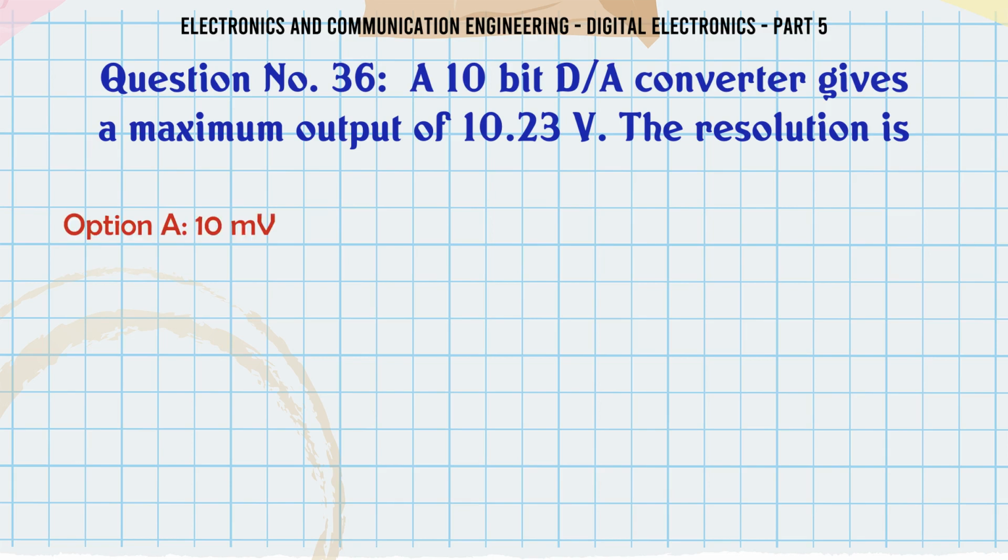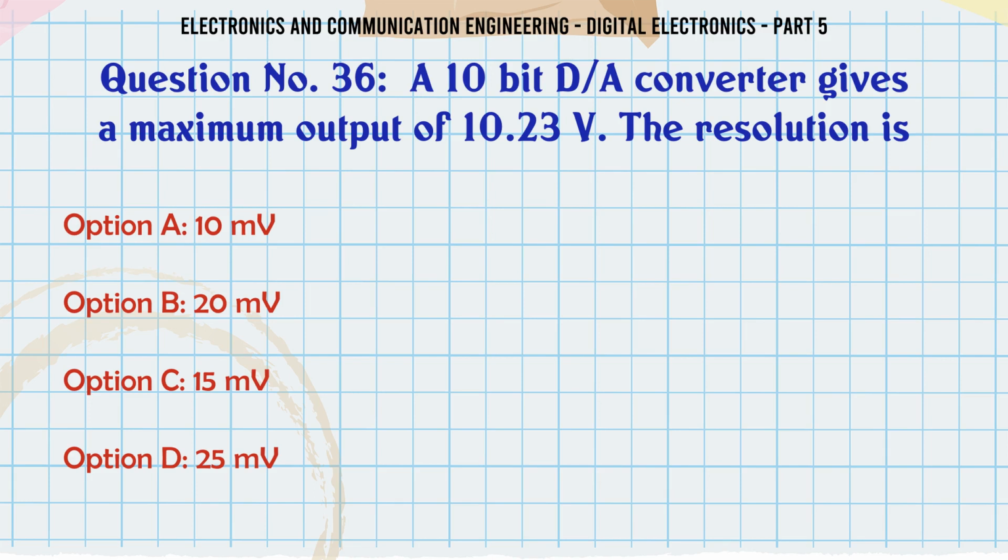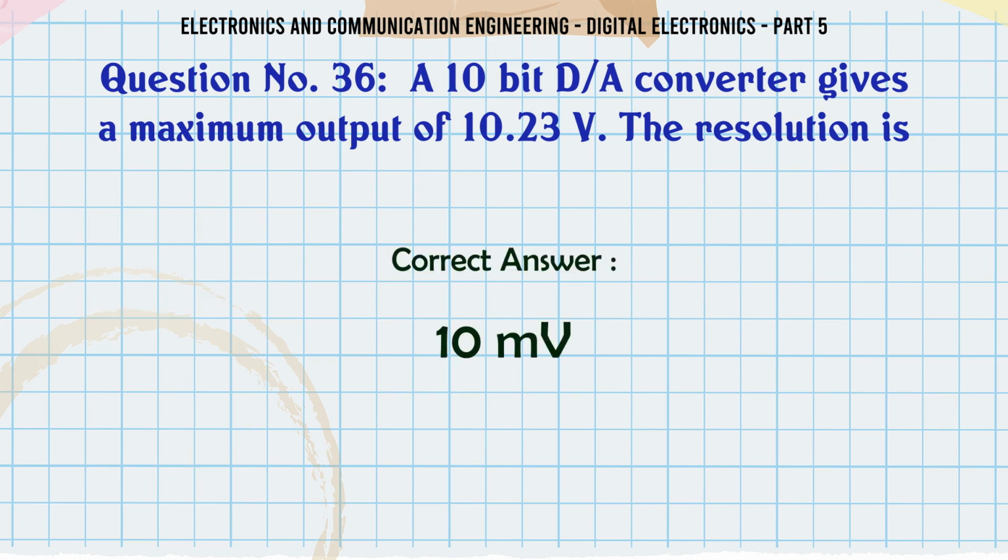A 10-bit DA converter gives a maximum output of 10.23V. The resolution is A. 10 mV, B. 20 mV, C. 15 mV, D. 25 mV. The correct answer is 10 mV.